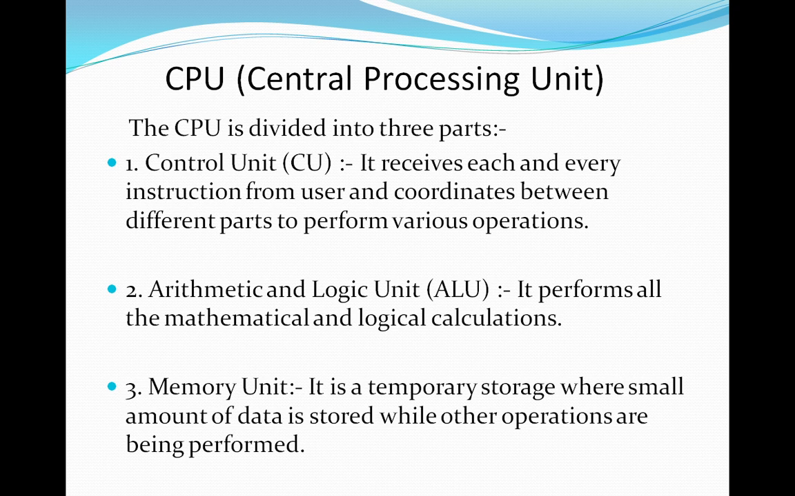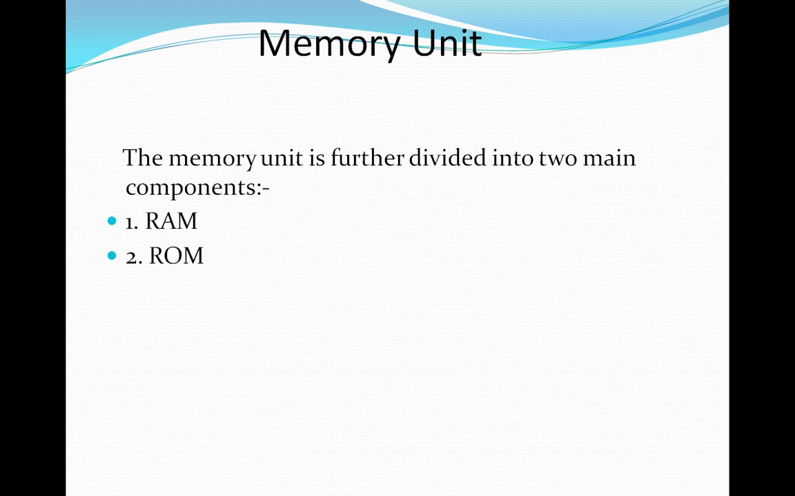It provides temporary storage when a small amount of data is stored, and it also provides memory to other operations while they are being performed on your computer system. The memory unit is divided into two parts. The first one is RAM, also termed random access memory, and the second one is ROM, also termed read only memory.